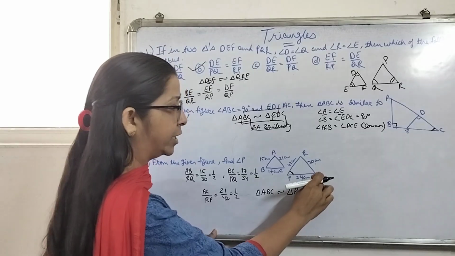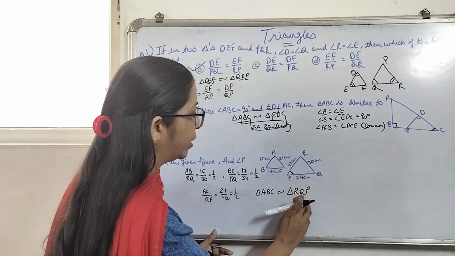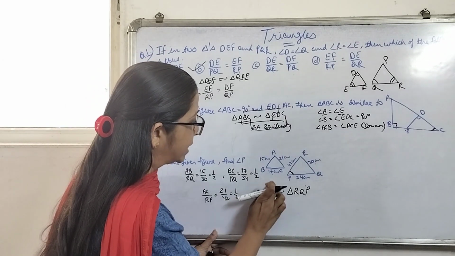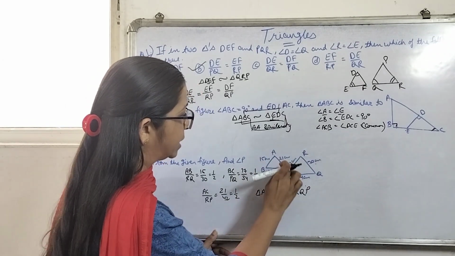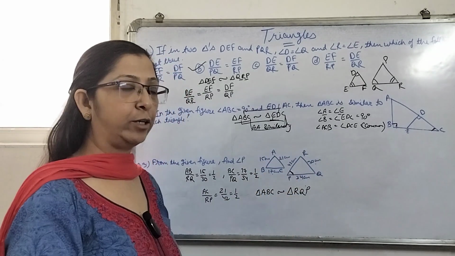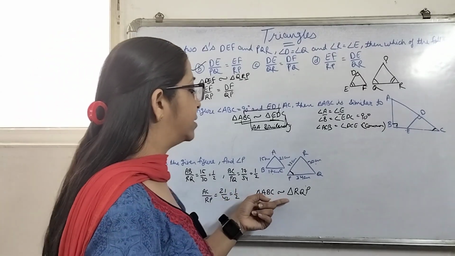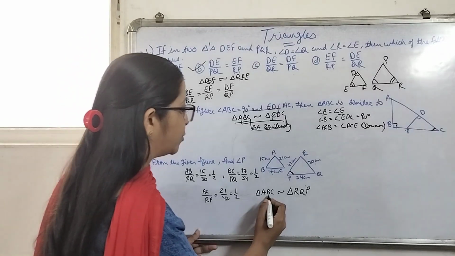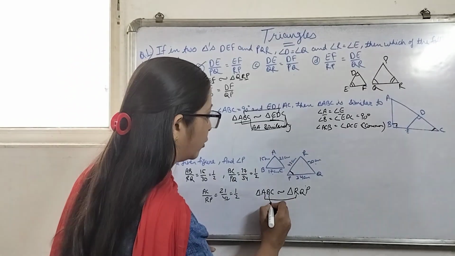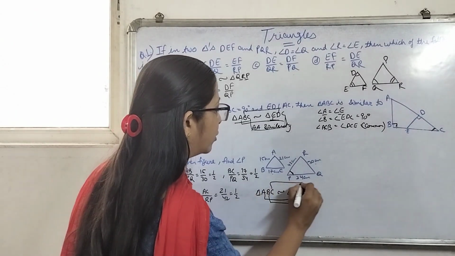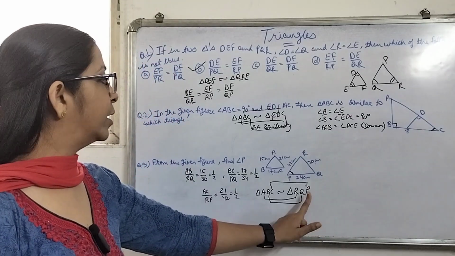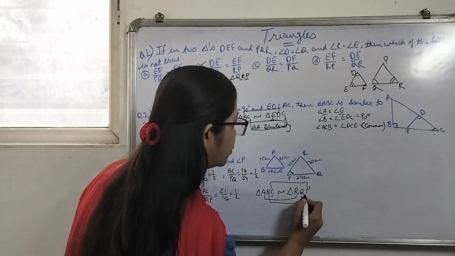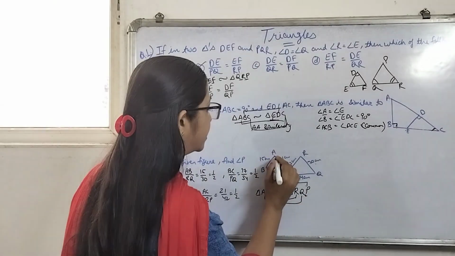BC over QP, it is 1 by 2, and AC over RP is 1 by 2. That means triangle ABC is similar to triangle RQP. Now we know that A corresponds to R, B corresponds to Q, and C corresponds to P. Now, if this C corresponds to P, that means over here, this angle is given to us as 80 degree.